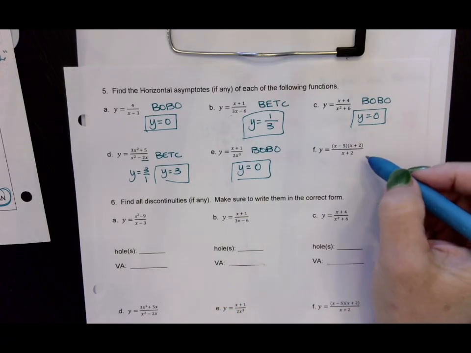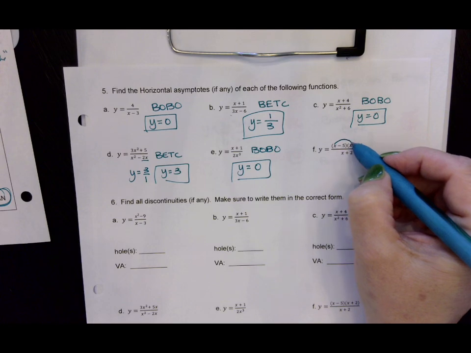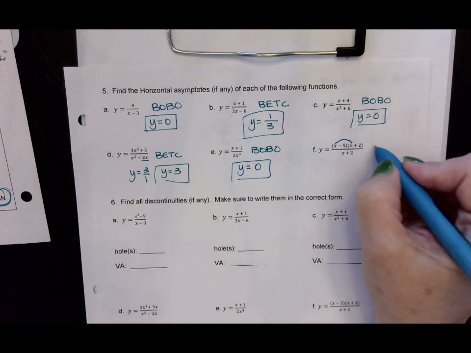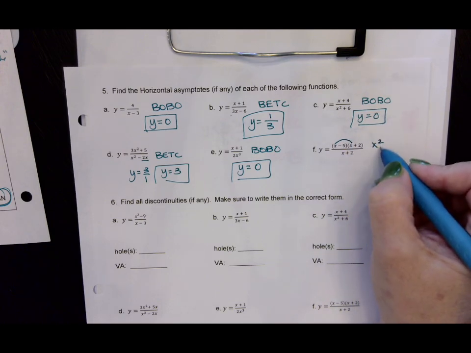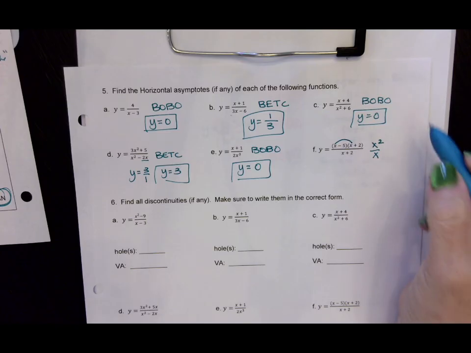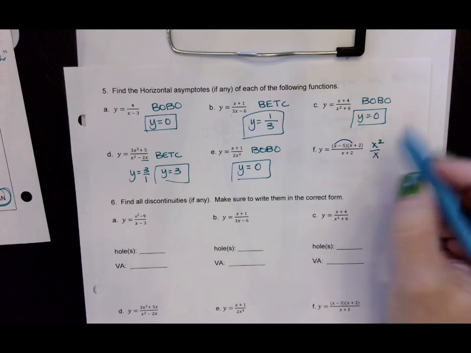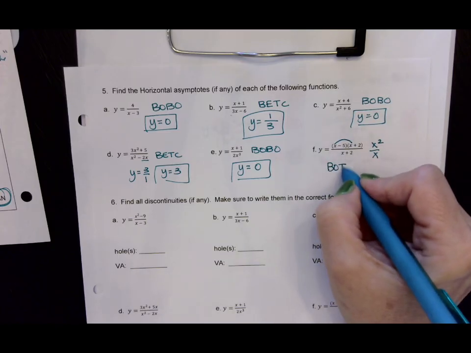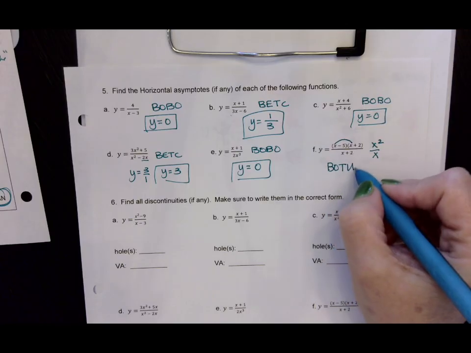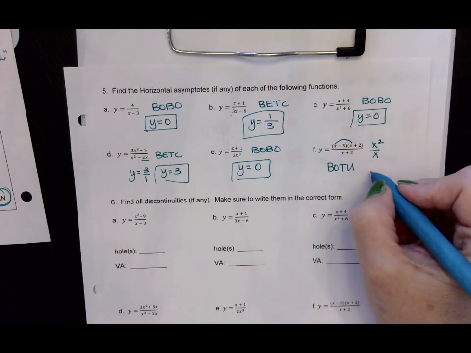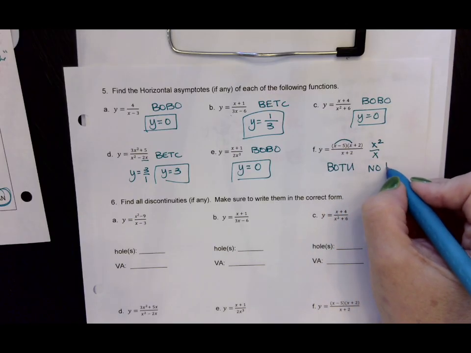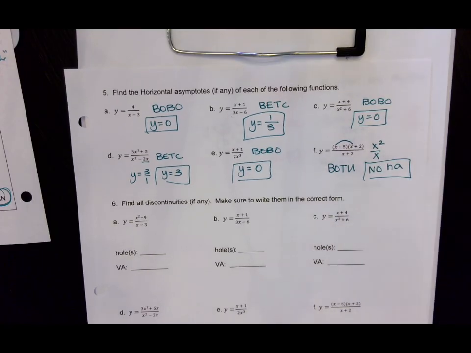Now, of course, this one is written a little funky, right? I have two factors. But if I was to FOIL these out, I would end up with an x squared on the top and an x on the bottom. So I have more on the top. So bigger on top is a Bow 2. And a Bow 2 means that there is no HA. So you can just say none or undefined.